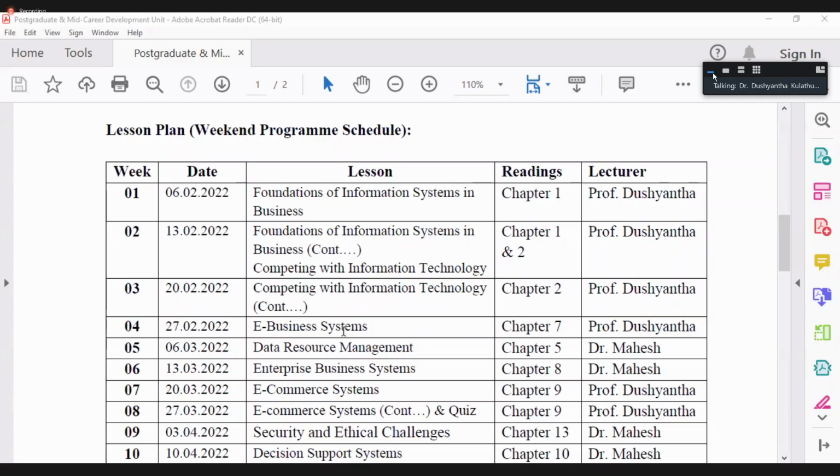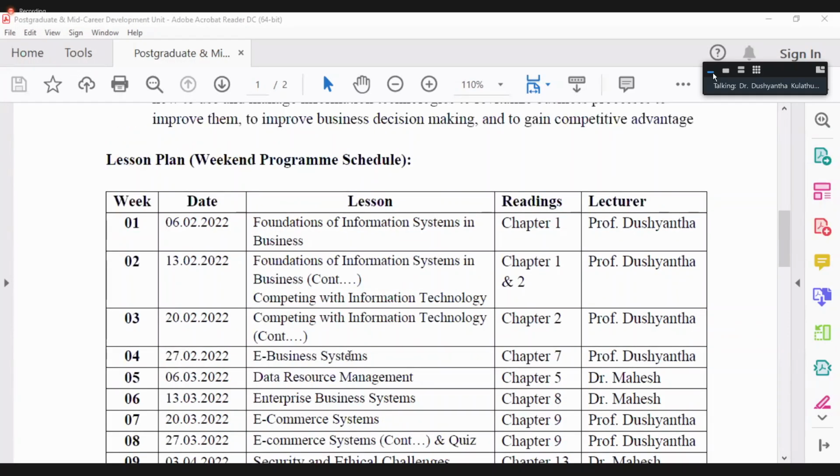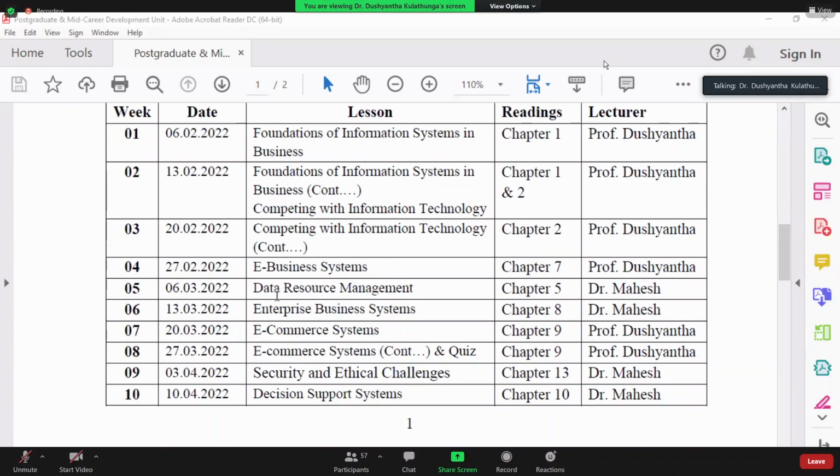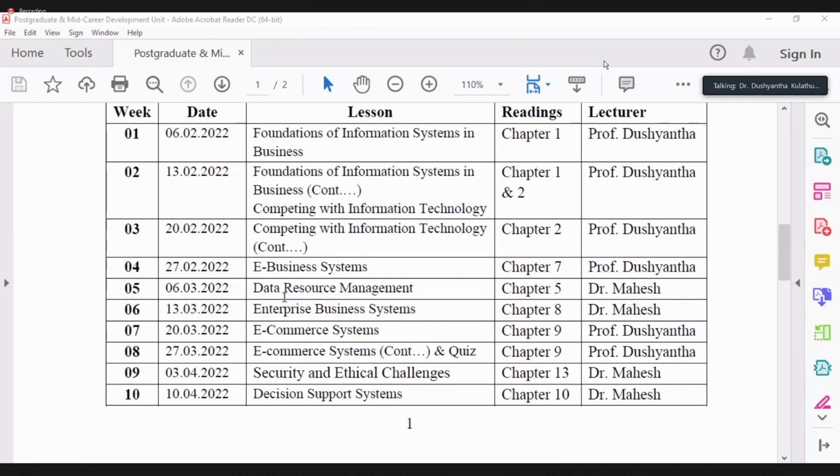So then I will move on to e-business system. That is also somewhat a smaller chapter. That is chapter 7 from the particular textbook. And I will finish it on week 4. And thereafter, Dr. Mahesh will be taking 2 lectures. Chapter 5, data resource management, and chapter 8, enterprise business systems.